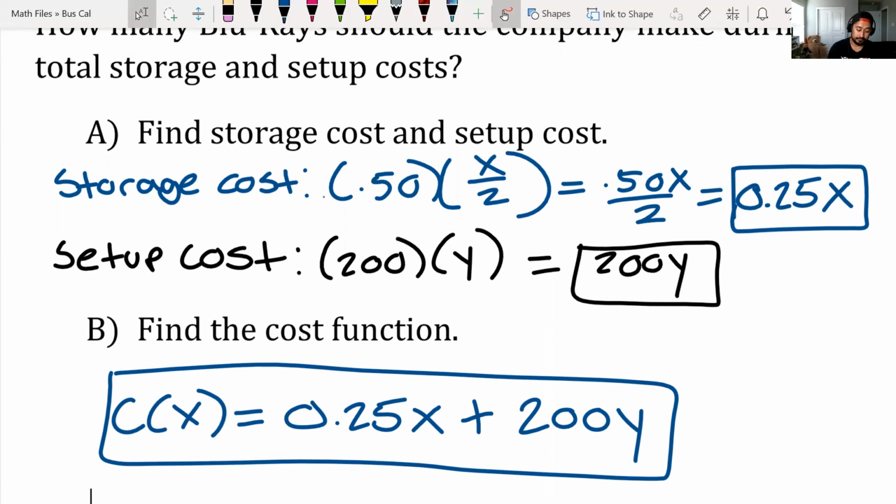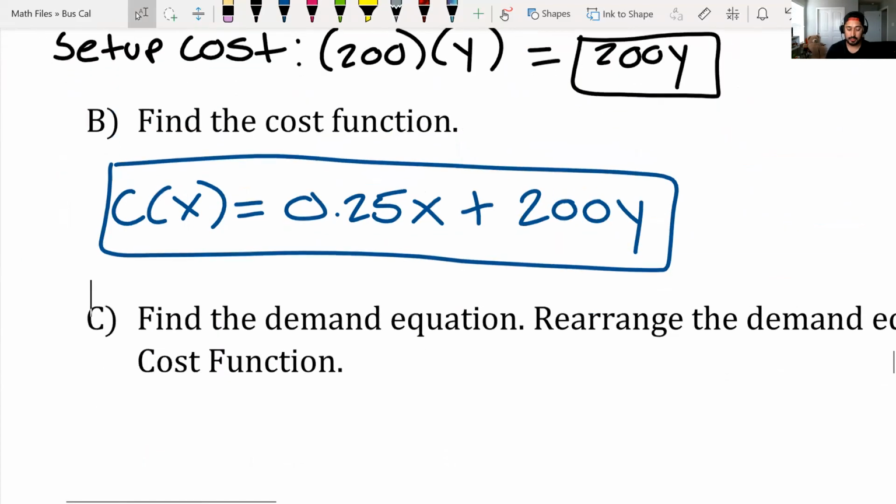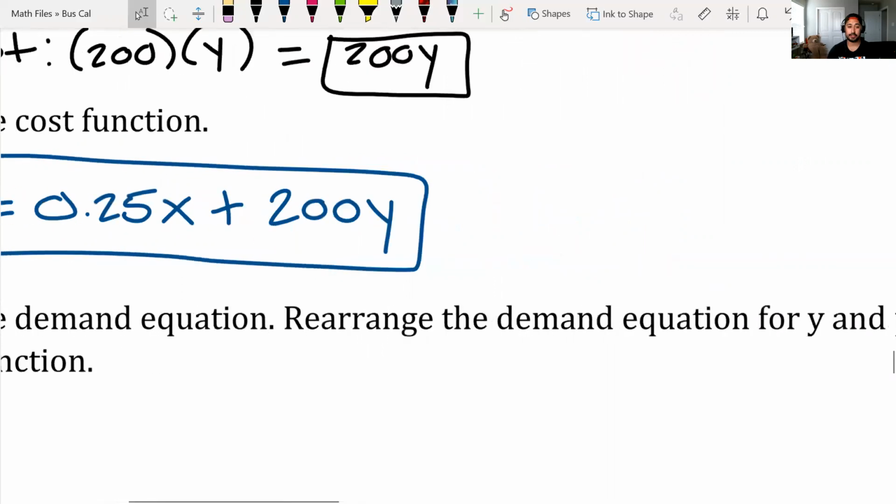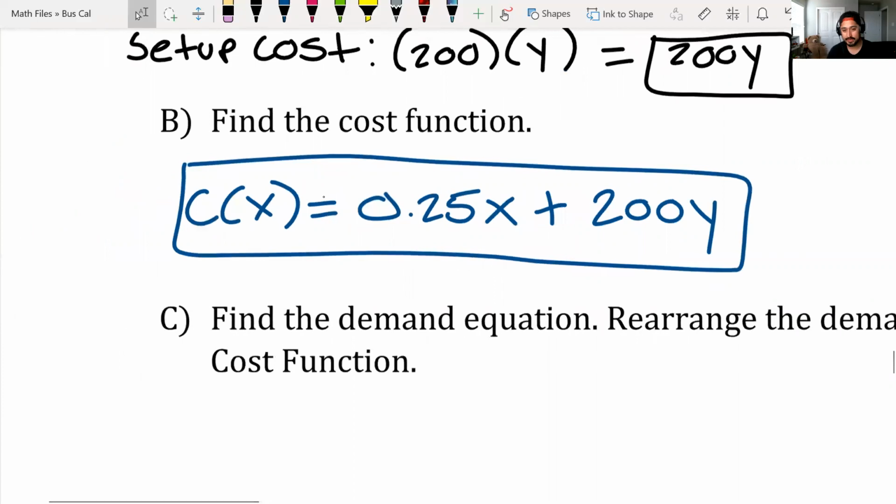Okay, now let's find the demand equation. And then after we find the demand equation, we are going to rearrange it, solve for y, and plug it into the cost equation. But let's get the demand equation first.